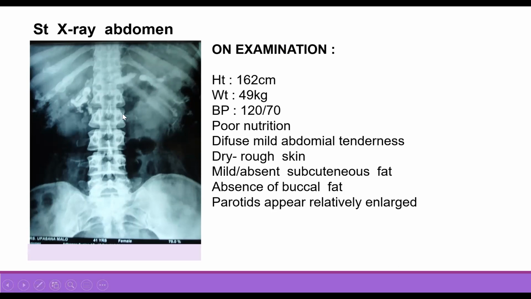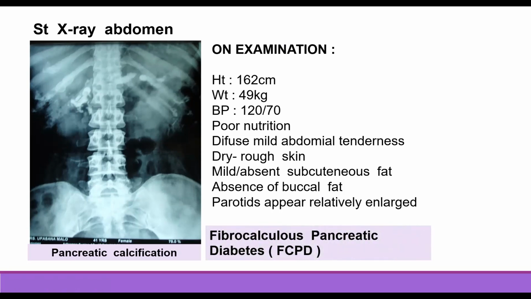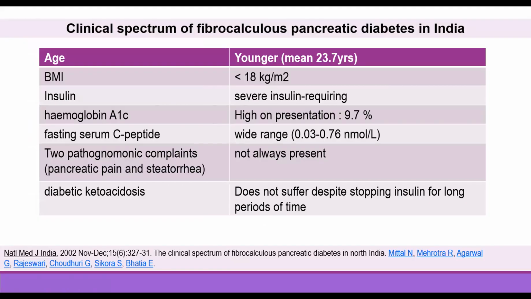The patient had poor nutrition, diffuse mild abdominal tenderness, mild absence of subcutaneous fat, absence of buccal fat, and parotid glands appeared relatively large. The patient had pancreatic calcification, so we diagnosed fibrocalculous pancreatic diabetes. Fibrocalculous pancreatic diabetes is basically a unique form of diabetes found in some parts of the world, including India. Their BMI is usually low, less than 18. They are severely insulin requiring diabetics. Their requirement of insulin is higher than type 1 diabetic subjects. A1c on presentation is very high, 9.7.